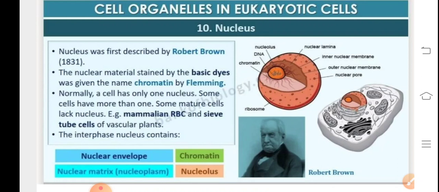So in this module, we carried out a detailed discussion on cilia, flagella and centriole. Hopefully, you must have garnered all the concepts thoroughly.